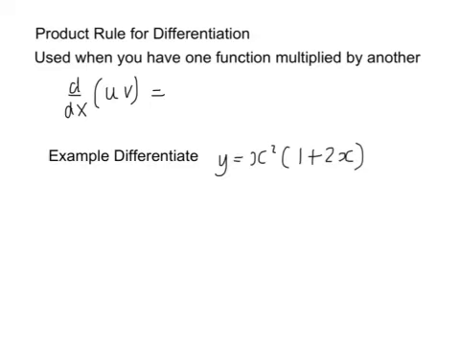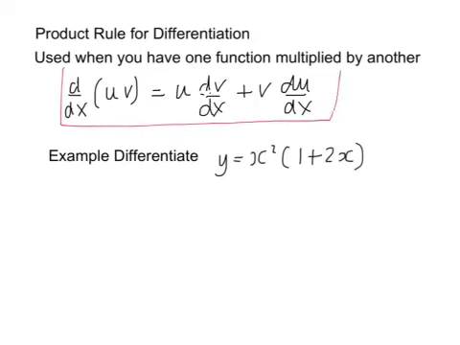You take the first function u and you multiply it by the differential of the second function, so u times dv by dx, and then you take the second function v and you multiply it by the differential of the first function, v times du by dx. Okay, so that's the rule. It is given in the formula book, but I imagine you'll probably know it quite soon. You'll be using it so often.